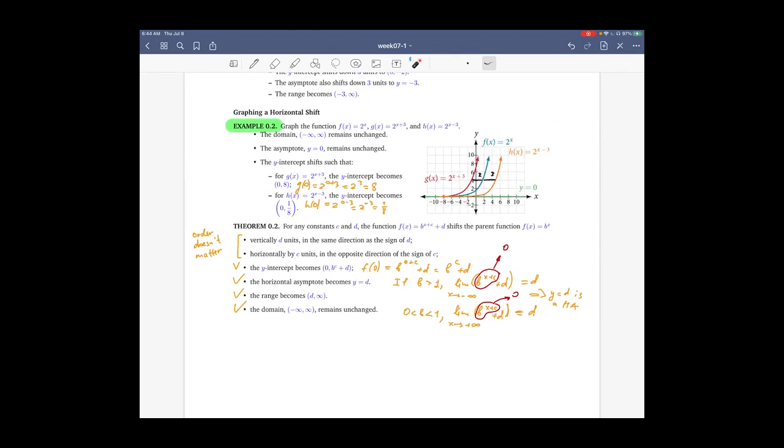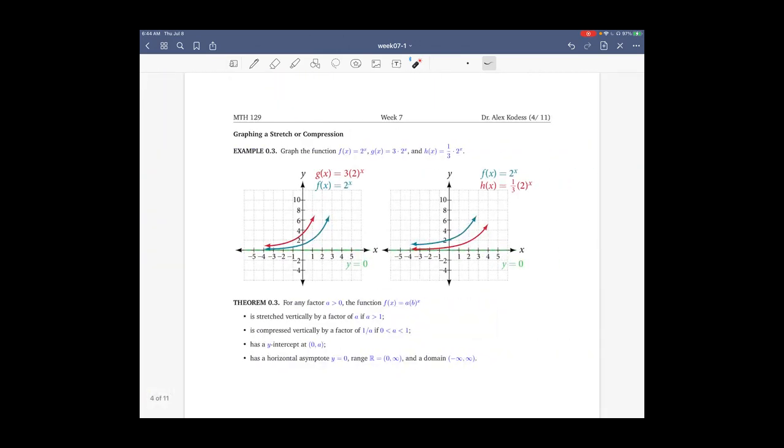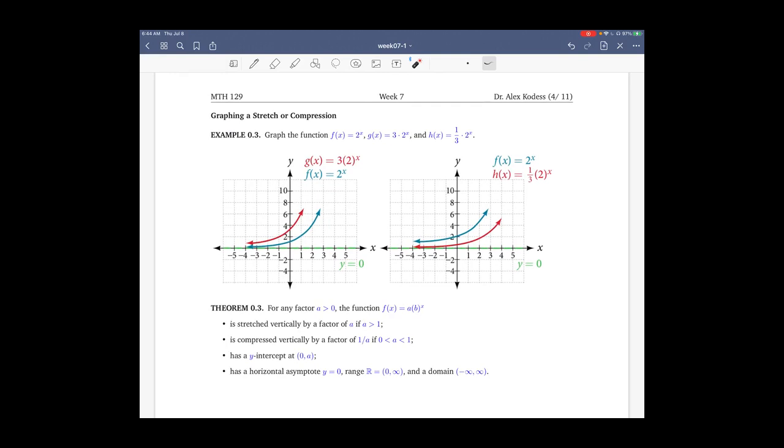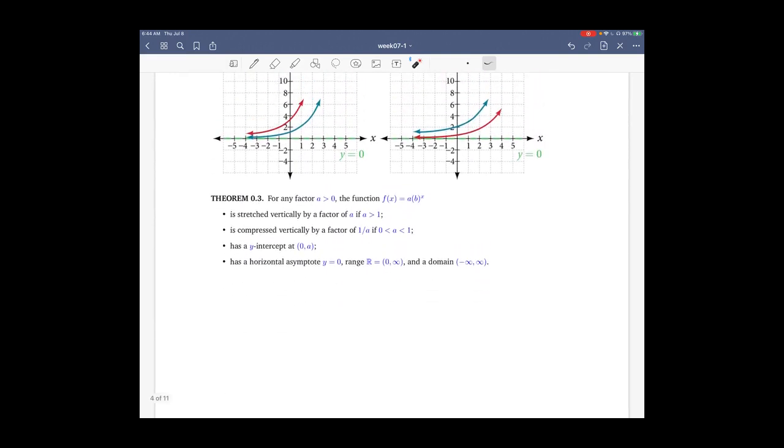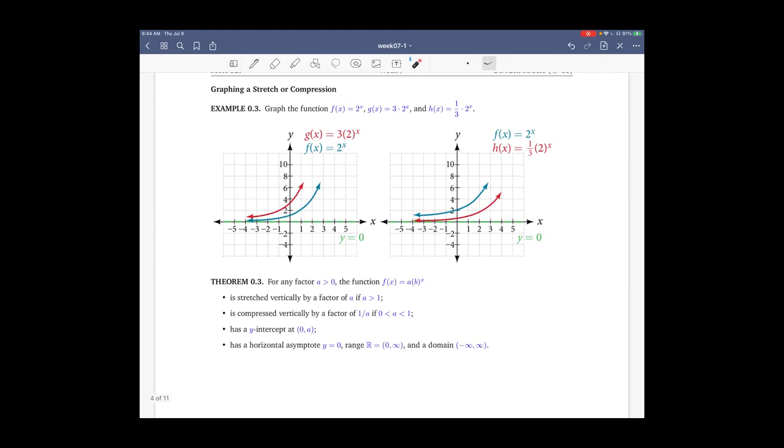All right. Let's now look at stretches and compressions. Again, we have our function 2 to the power x, and look at two variations, 3 times 2 to the power x and 1/3 times 2 to the power x. As we know, multiplying a function by a fixed constant results in a vertical stretch or compression, and perhaps by a reflection about the x-axis if the factor by which you're multiplying is negative.